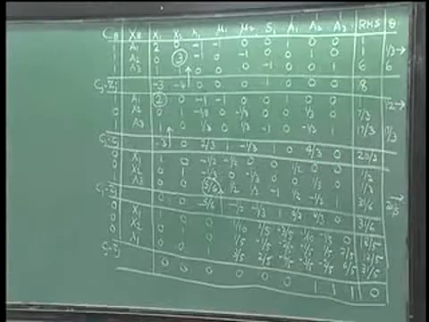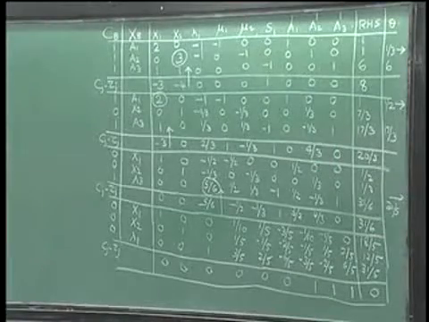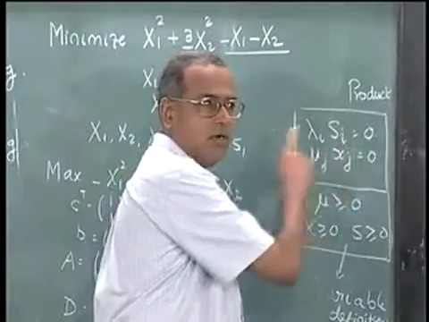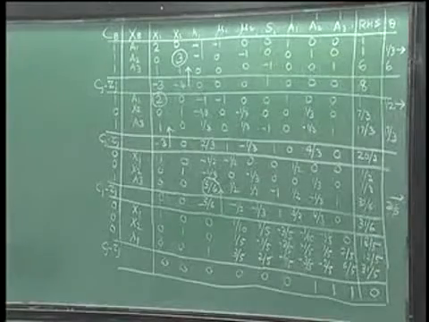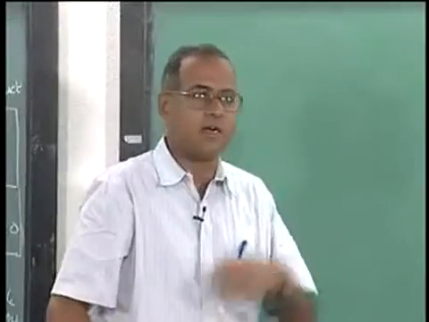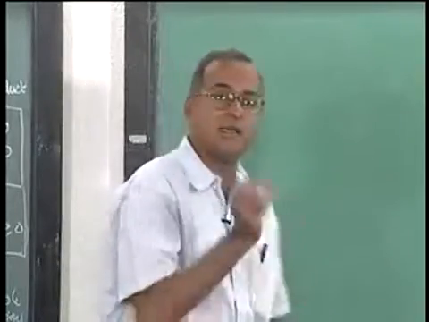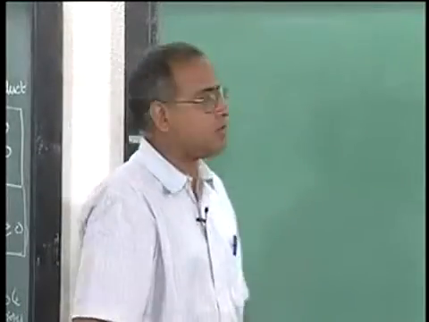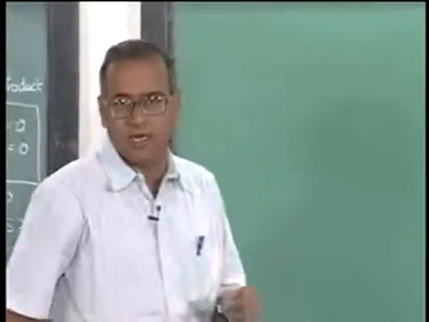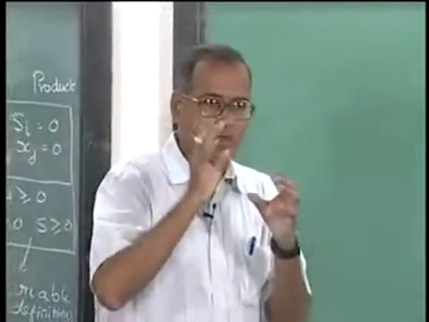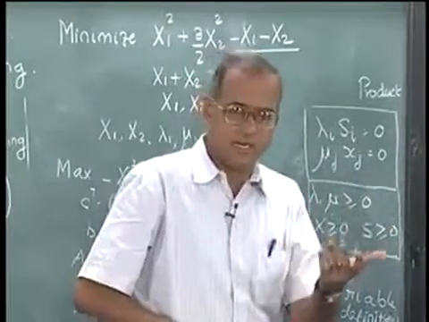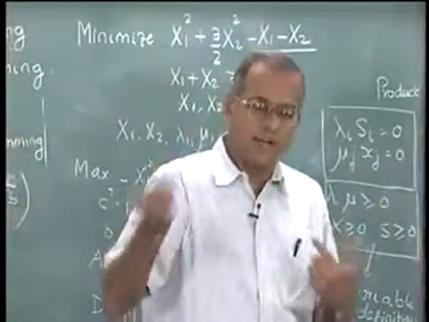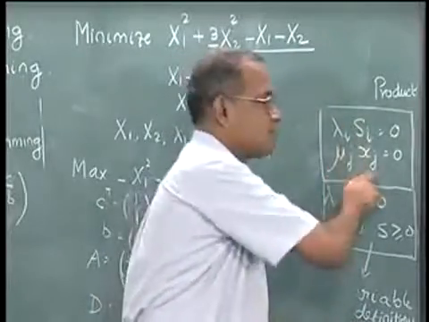The other important thing is that in all the simplex iterations we have to ensure that lambda i si equal to 0, mu j xj equal to 0. So whenever a lambda or an x or a mu or an s enters or tries to enter the basis, based on the largest coefficient rule, we first find out the leaving variable and then make sure that the entry of this does not violate any of these. If it violates, then choose another variable which can enter such that there is a corresponding leaving variable and these conditions are not violated.